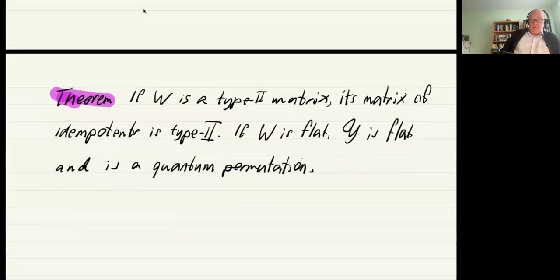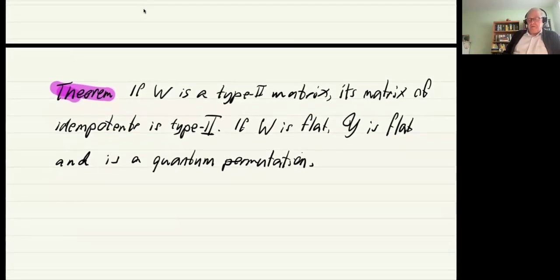Okay, I'll leave the proof for a minute. The connection to what we're concerned with comes up now. If W is a type 2 matrix, then its matrix of idempotence is also a type 2 matrix. And if W is flat, then it's a flat type 2 matrix, and so it's a quantum permutation.